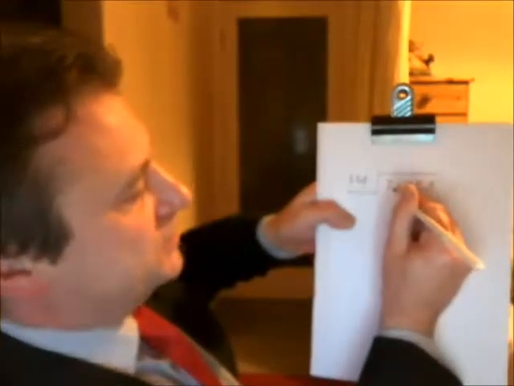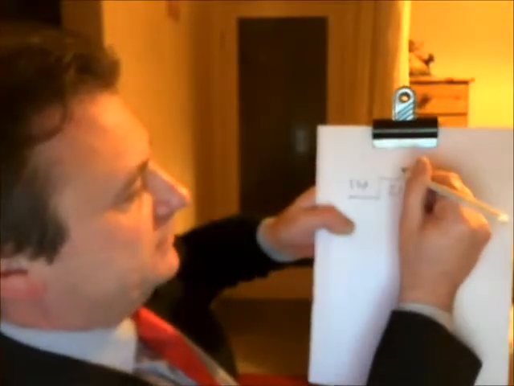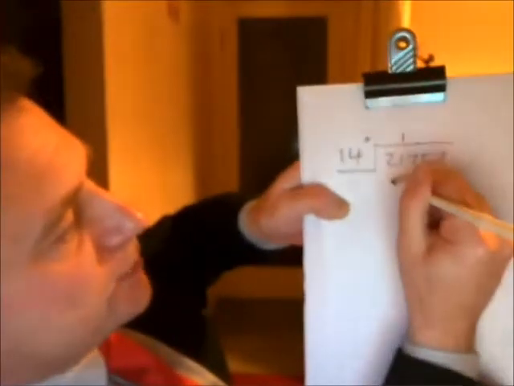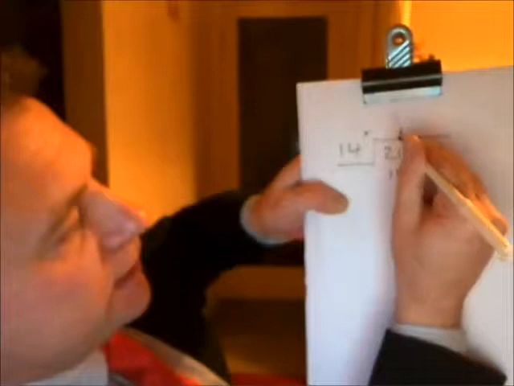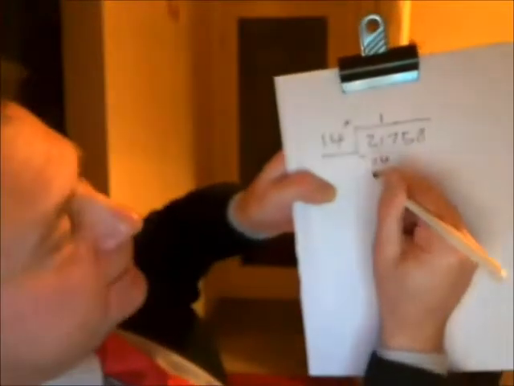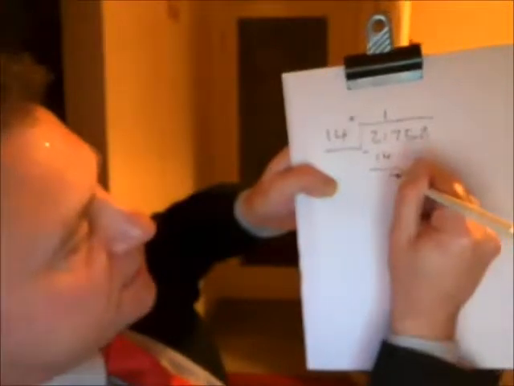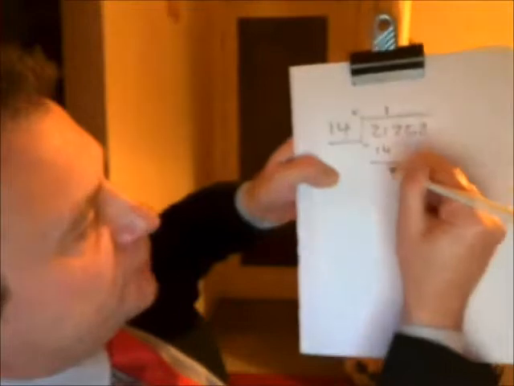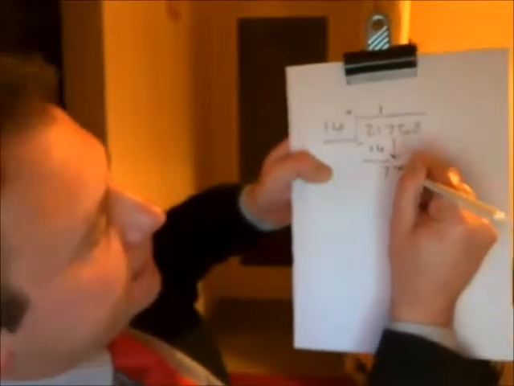14 doesn't go into 2, doesn't go into 21. Of course it does, once. Remember what I taught you before? 1 times 14 is 14. We're taking it away, aren't we? That's going to leave us with 7. And don't forget, we're not putting 14 into 7. We've got to bring that number down again.